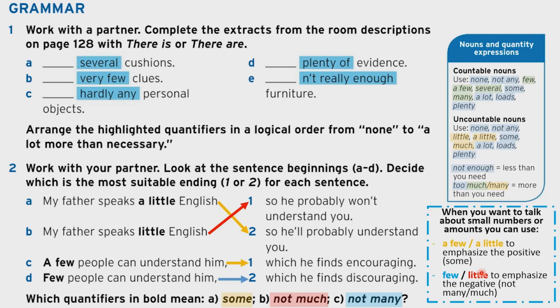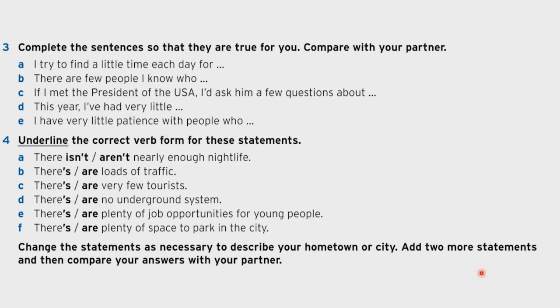Very good, guys. Now, let's continue with exercise number 3 so that we can practice this topic. Here it says, complete the sentences so that they are true for you, and then compare with your partners. All right? So here we have these sentences. For example, I try to find a little time each day for, and well, your answer is going to be individual because only you know what you do when you have little time. For example, in my case, I try to find a little time each day for relaxing, watching a movie, and like that. So please do it, and when you finish, you're going to call your classmates to compare your answers.